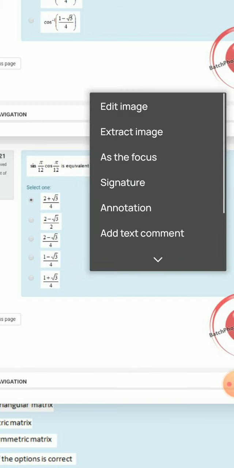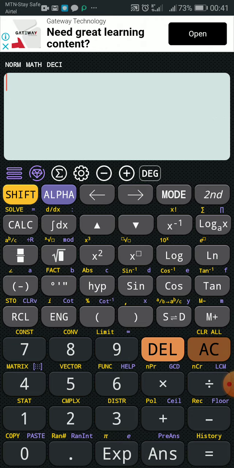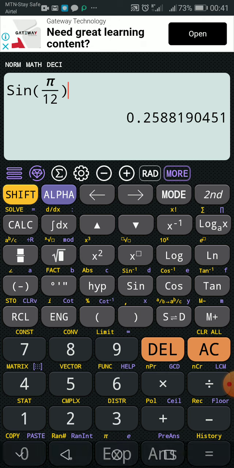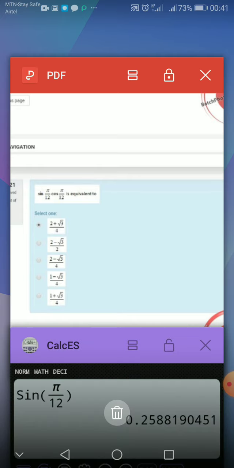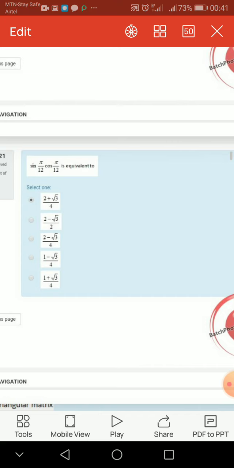Now this one is quite straightforward. It's very easy. Sin pi over 12 cos pi over 12 is equivalent to, well, it's better to make your calculator be in radians. So you can now have sin pi shift this over 12, then close the bracket, then cos pi over 12. So we have cos, then we have pi, which is shift this over 12. Okay, so you see 1.25, which if I press SD, I get the answer 1 over 4. So the answer is 1 over 4.